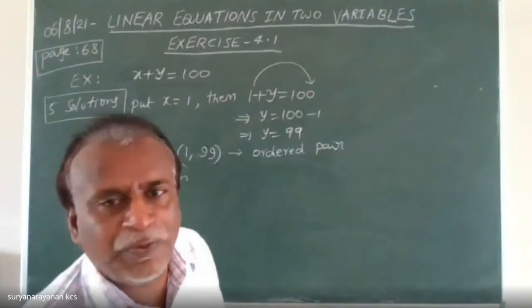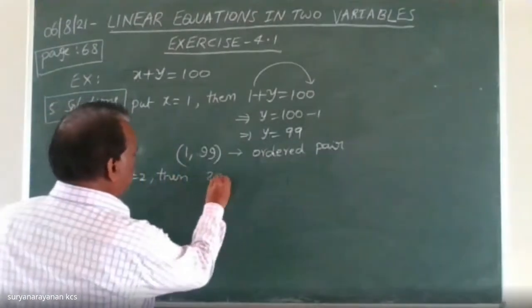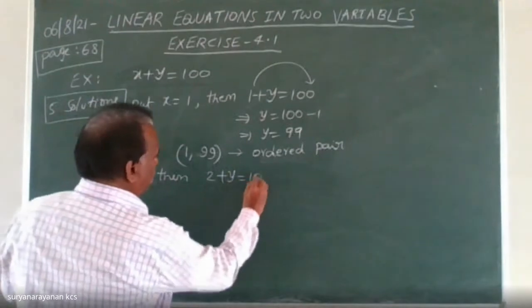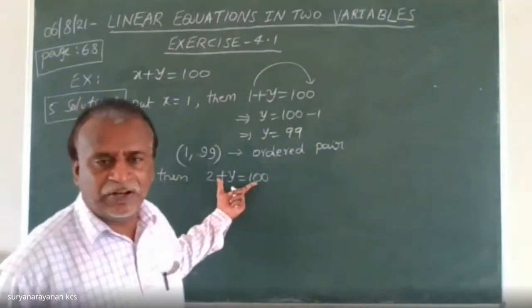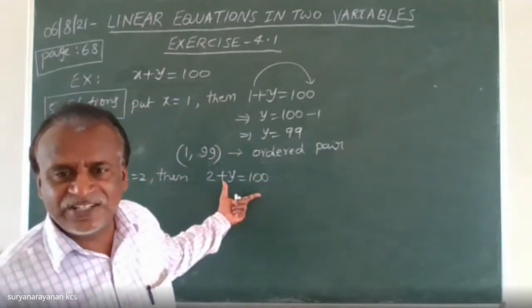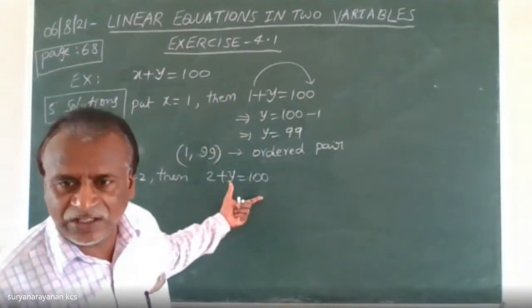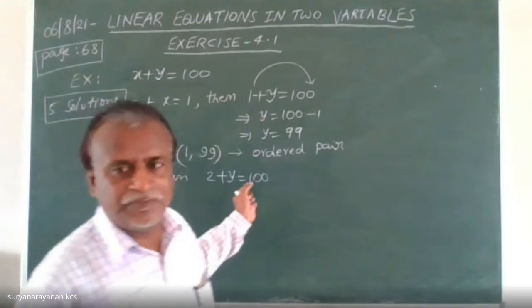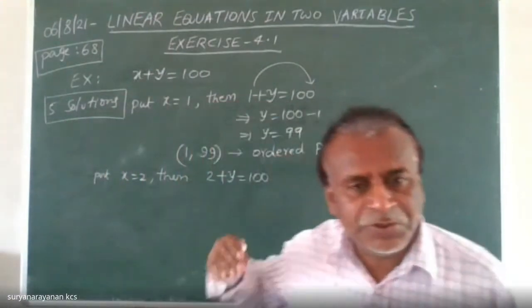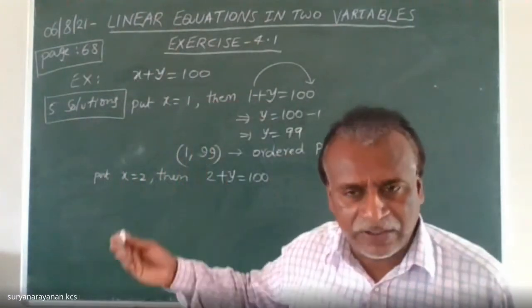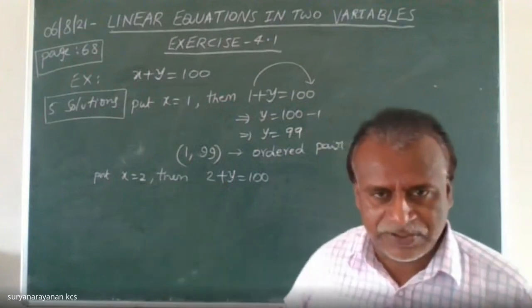So 2 plus y is equal to 100. Yes, we get 2 plus y is equal to 100. We get this equation. If you substitute x equal to 2 in the given equation, we get this equation. This is the first step. After substituting only, we go to further steps.